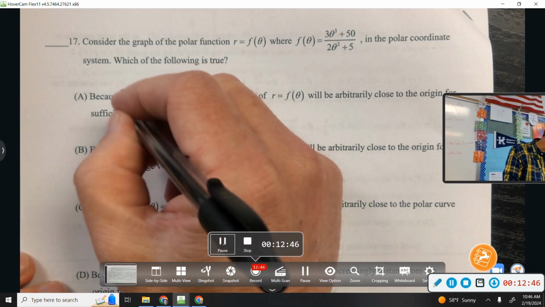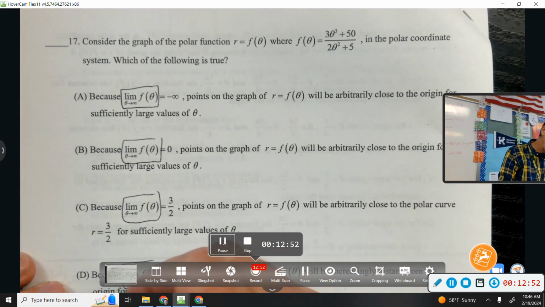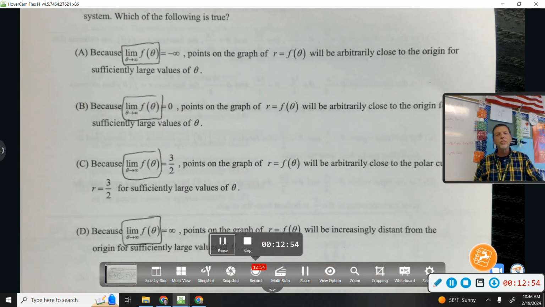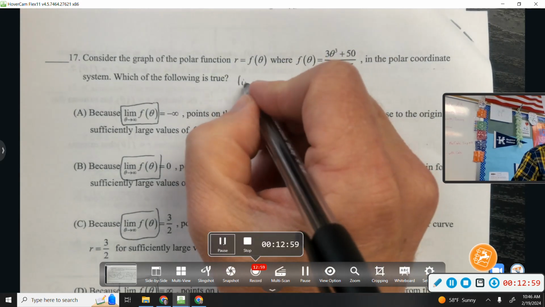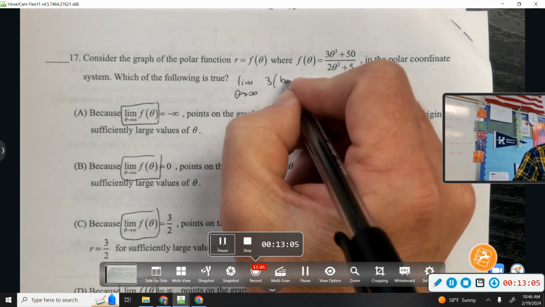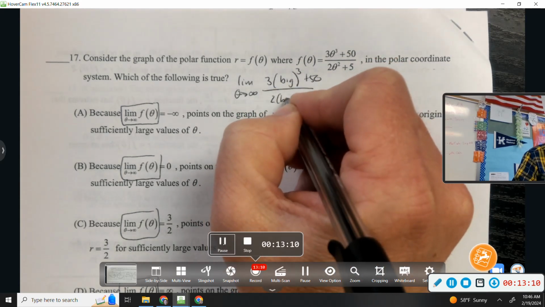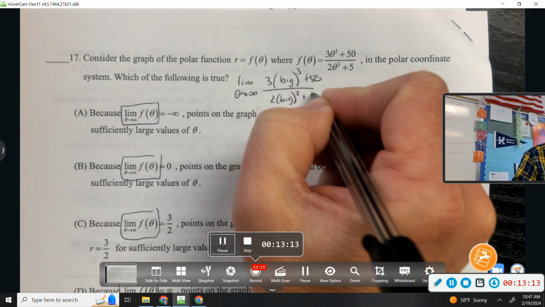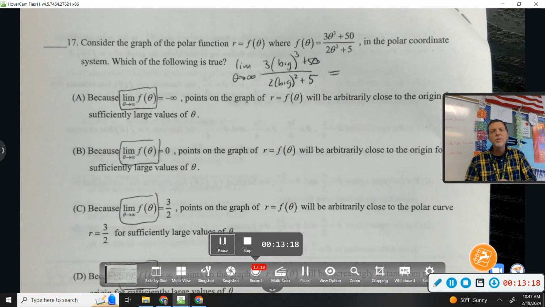They all are asking about the limit as theta goes to infinity. In fact, those are all 4 different answers. So if I can figure out what the limit is as theta goes to infinity, I'll have my answer. Limit as theta goes to infinity. So 3 times a really big number cubed plus 50 over 2 times a really big number squared plus 5. It's been a while since we did one of those. What's 3 big cubed plus 50 divided by 2 big squared plus 5?